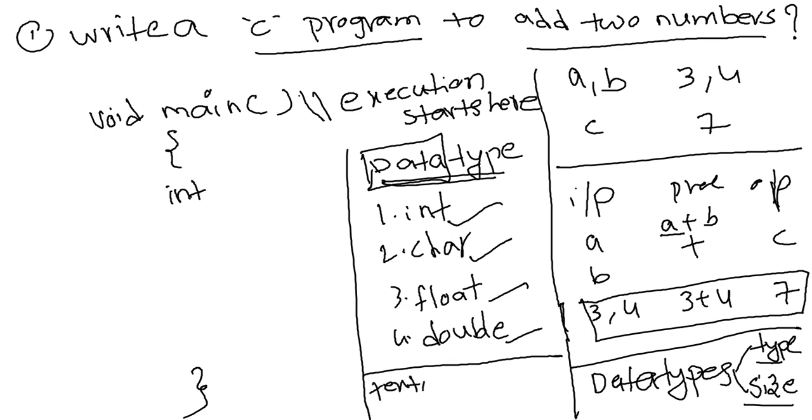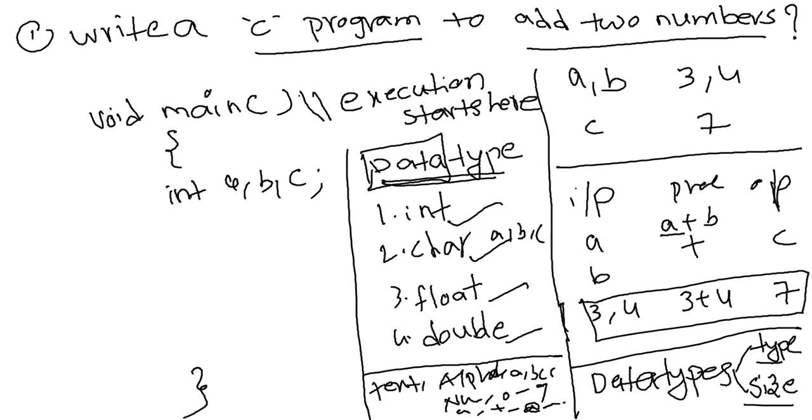Text may be alphabets, that is A, B, C, and numbers 0 to 9, or special characters like plus, minus, at the rate, etc. So here I am dealing with what? I am dealing with numbers 3, 4. So 3, 4 will deal with an integer. So I am using here int. Integer will deal with numericals 0 to 9. Character will deal with alphabets and the special characters.